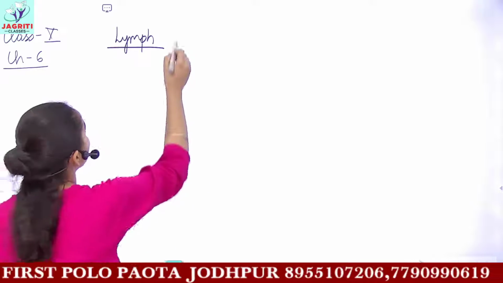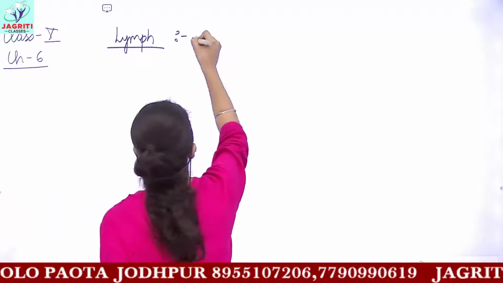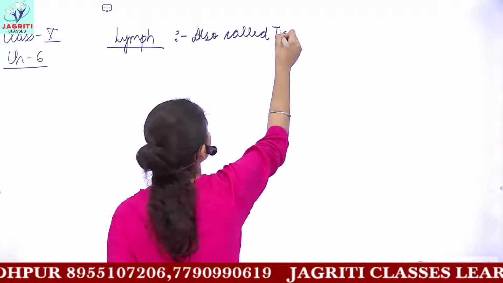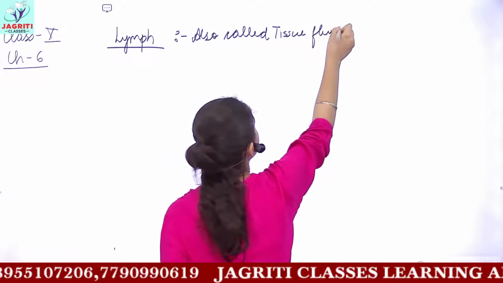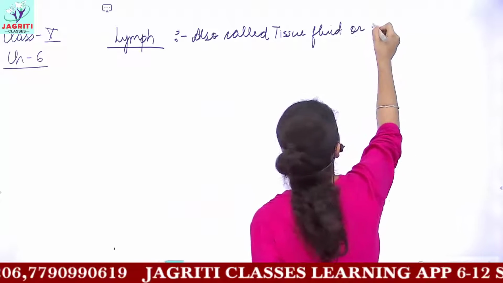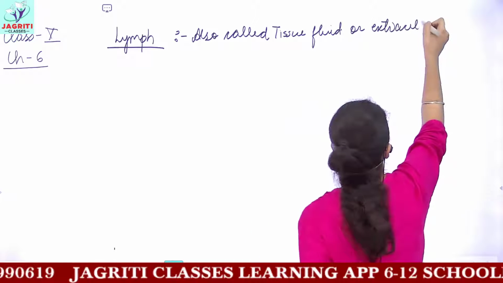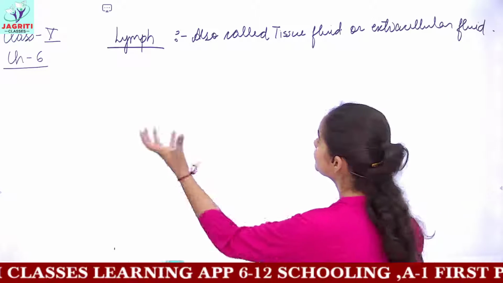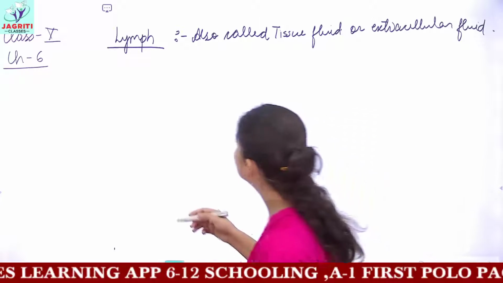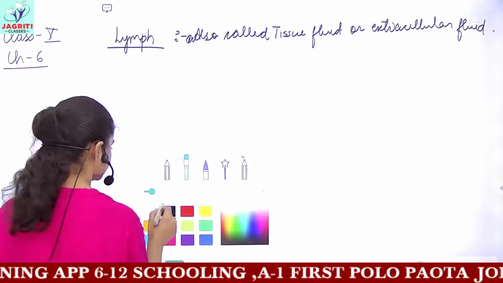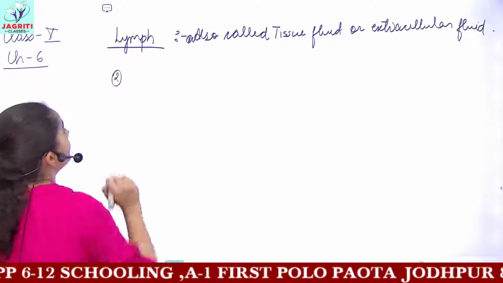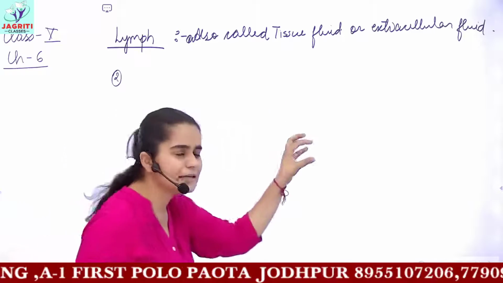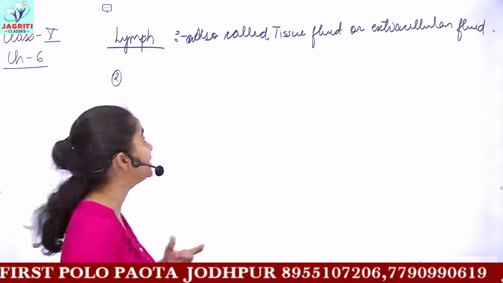So lymph, what do you mean by lymph? Lymph is also called tissue fluid or extracellular fluid. Then what is the function of lymph? How is lymph formed? We'll see. Lymph, we have given the name to be tissue fluid. I'll explain what is lymph, how lymph flows, where lymph is present, everything we'll be doing.